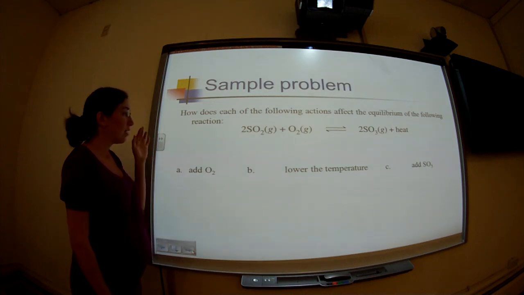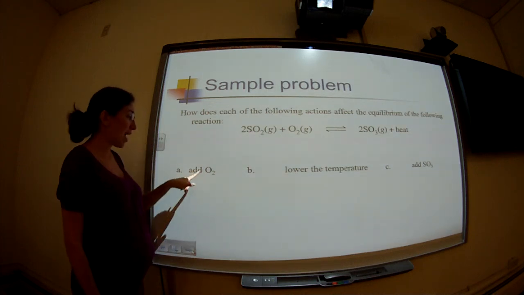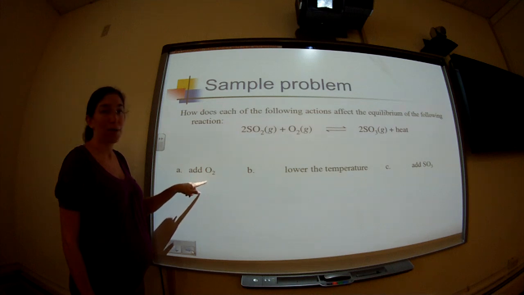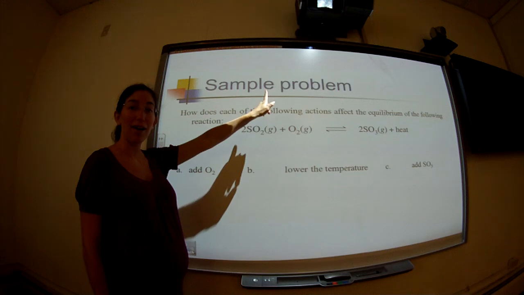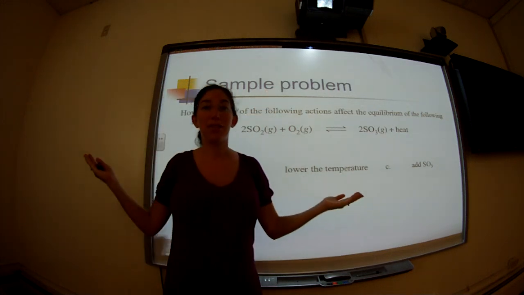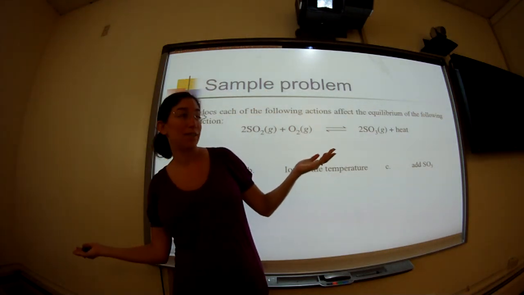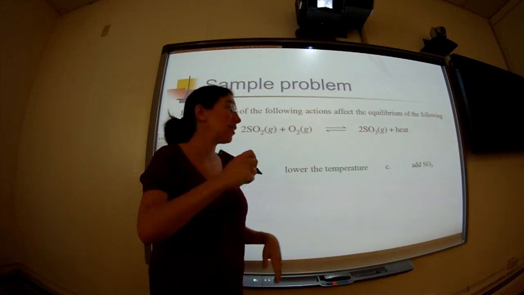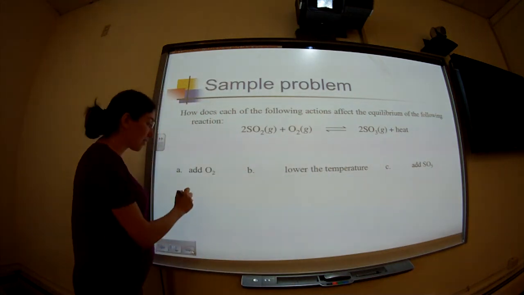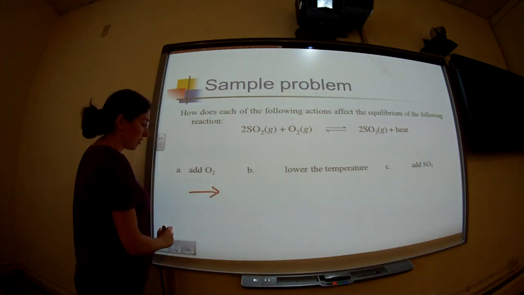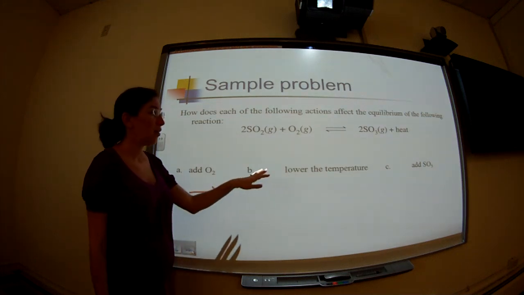If we add oxygen gas, oxygen is a reactant, so if we add oxygen, we're going to tip the scales towards the reactants. So we need it to go in the other direction. If we add oxygen, it's going to shift to the right. Shift right.